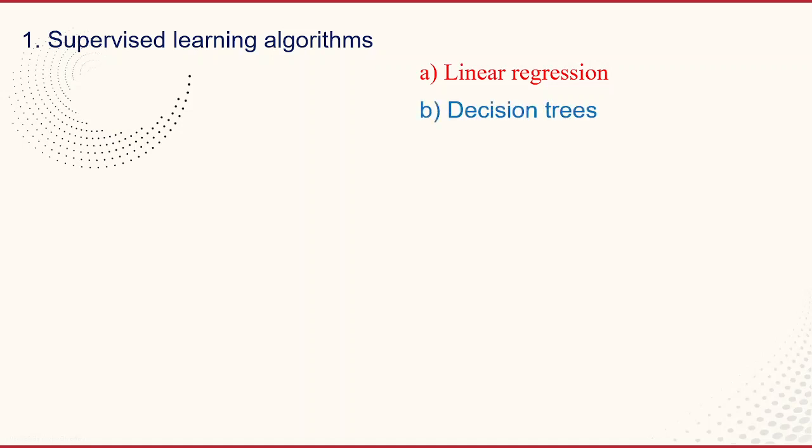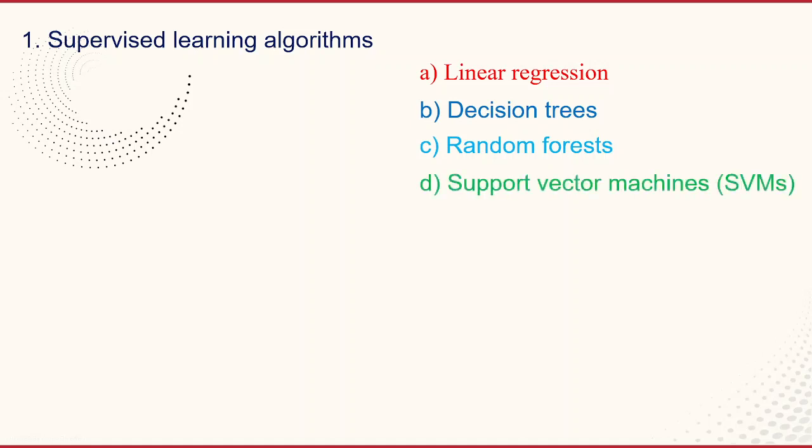Next, decision trees. This algorithm builds a tree-like model of decisions and their possible consequences. It is often used for classification tasks such as predicting whether a customer will churn or not. Next is random forests. This algorithm is an extension of decision trees that builds multiple trees and combines their predictions. It is often used for classification tasks and can handle complex data sets with many features.